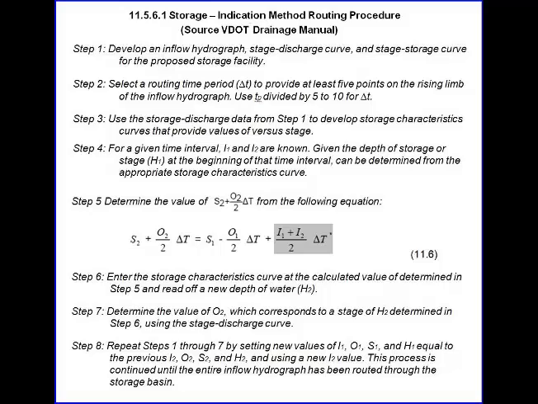In order to determine the adequacy of the wet pond to hold the water quality volume and to safely convey the 2-year, 10-year and 100-year design storms, it is necessary to route the inflow hydrographs across the pond, with due consideration to pond storage and the outflow rates. This is done using the storage indication method routing procedure, as given in section 11.5.6.1 of the VDOT Drainage Manual.